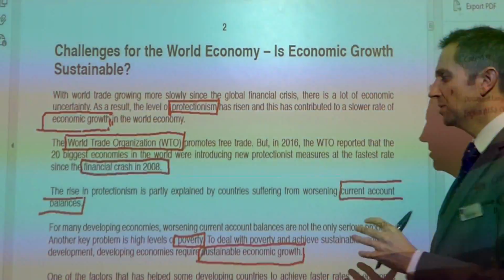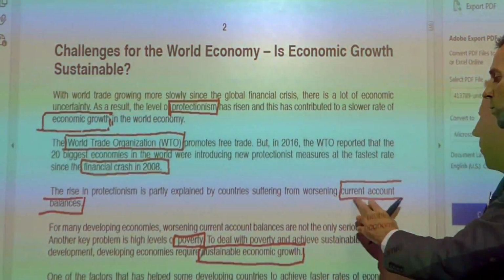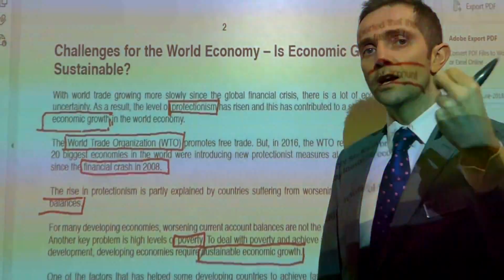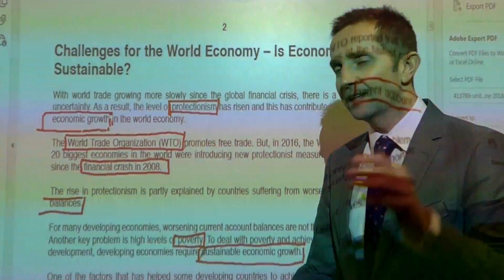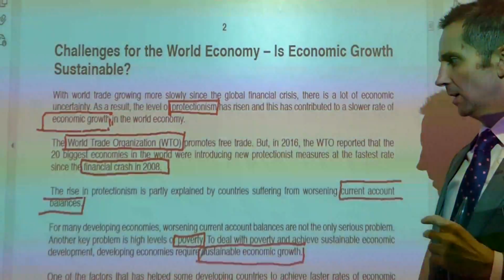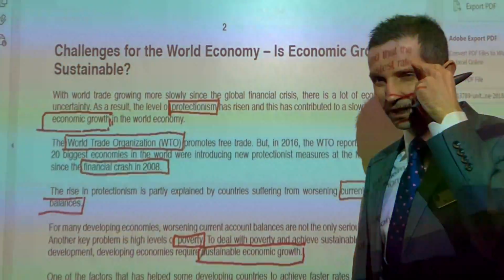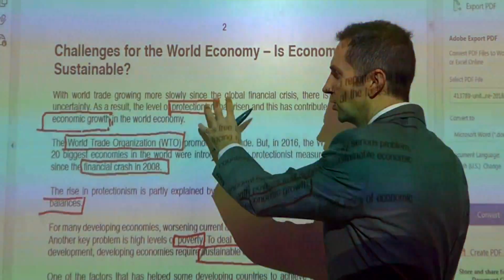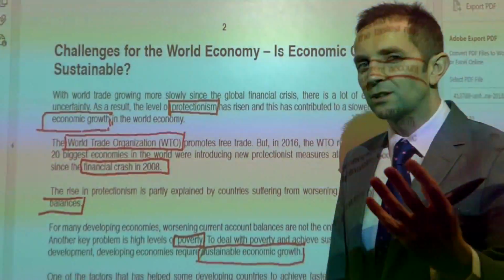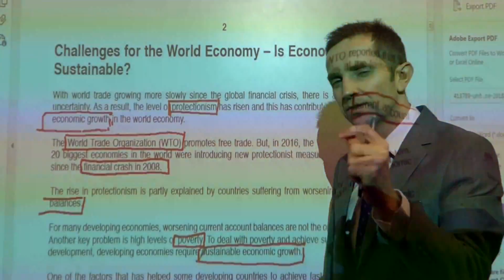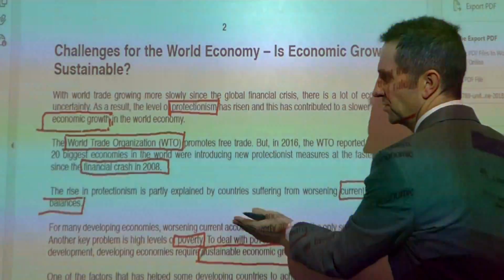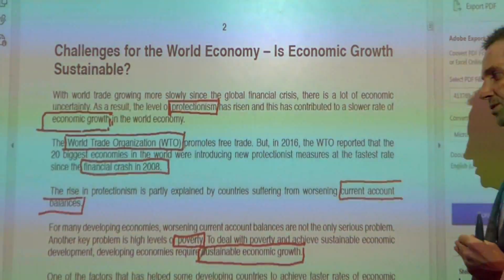The rise in protectionism is explained by countries suffering from worsening current account balances. In other words, ladies and gentlemen, current account deficits getting wider and bigger by value. And again, obviously you're thinking to yourself, all right, if that's the case, how could protectionist policies be used to alleviate this? Or is a current account deficit always a bad thing? These are the types of things which I'm sure are going around in your mind. So that's the first section. Then you move to the second section.